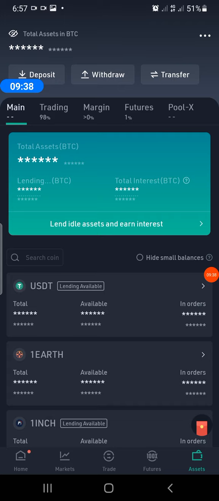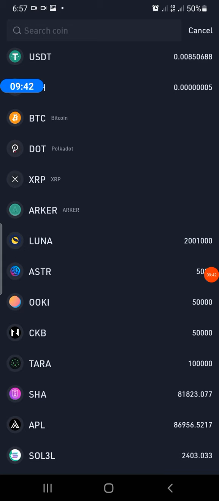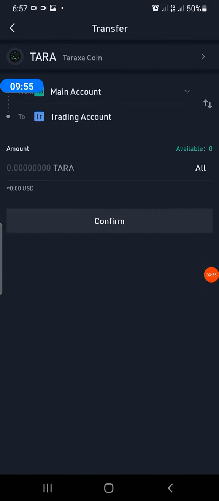Now, after you have made this deposit, you have to just select transfer. After your deposit has landed, you have to select transfer. Select the particular coin. For example, if I want to transfer, let me use Tara. I want to transfer Tara. Remember, the coin is in your main account and you want to transfer this fund to your futures trading account. This is your main account.